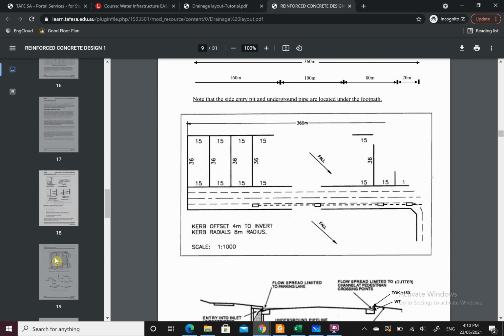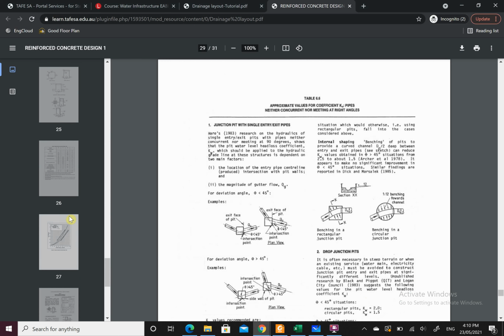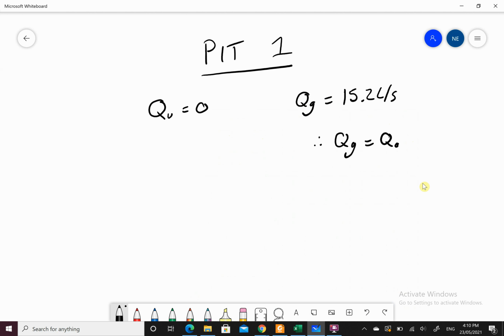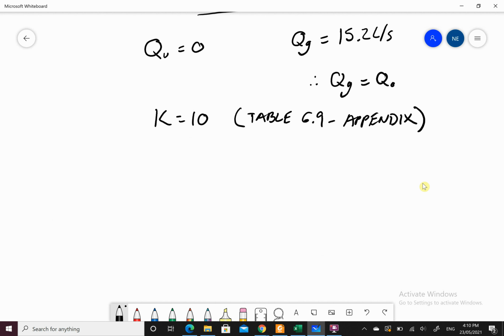We've got a K factor for our pits, looking at this table here. In case 1, I have my inlet pit with an outlet pipe. Looking at side entry pits, it's given from the question. QG equals QO, I have a K of 10. It's quite a high K factor for my shock loss. So K equals 10. That is given by Table 6.9, and that's from our appendix. Really important to reference where you get values from. So this is my K.